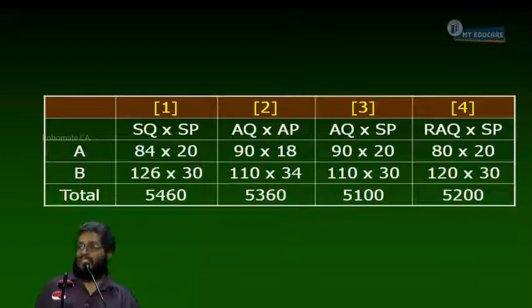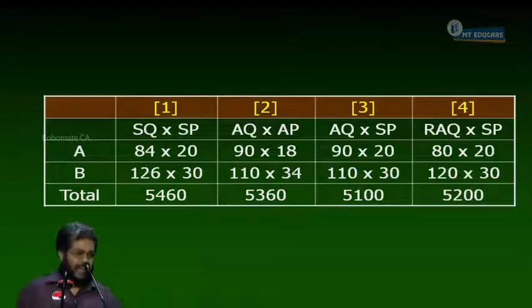What is price variance, 3 minus 2? Tell me what's the number? 260 adverse. Price variance is 260 adverse. Usage, 1 minus 3, what is it? 360 favorable. Usage, 1 minus 3, is 360 favorable.